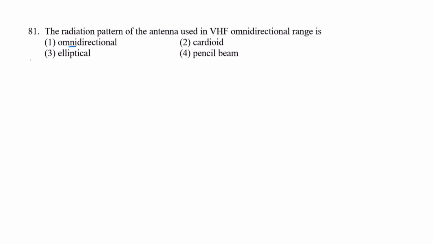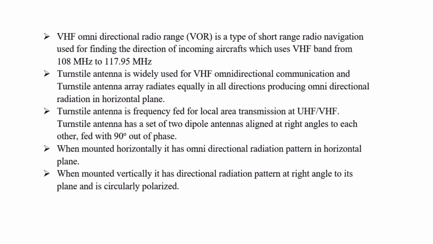Next question. The radiation pattern of antenna used in VHF omnidirectional range is. So generally, VHF, very high frequency omnidirectional radio range, VOR, is a type of short range radio navigation used for finding the direction of incoming aircraft, which uses the VHF band from 108 megahertz to 117.95 megahertz. So in this VHF band, turnstile antennas are used.